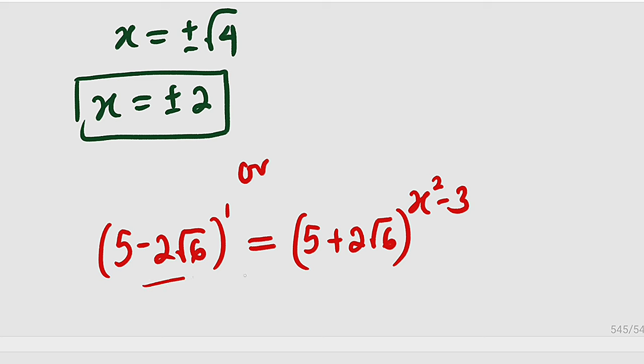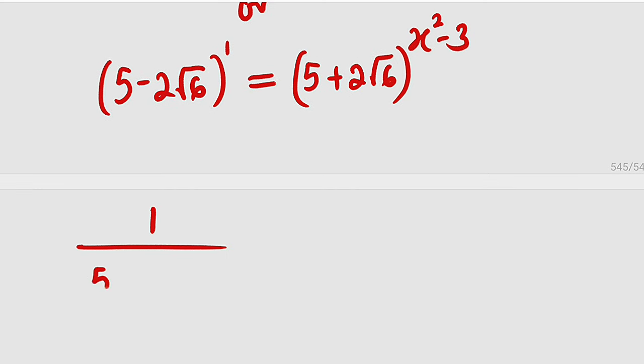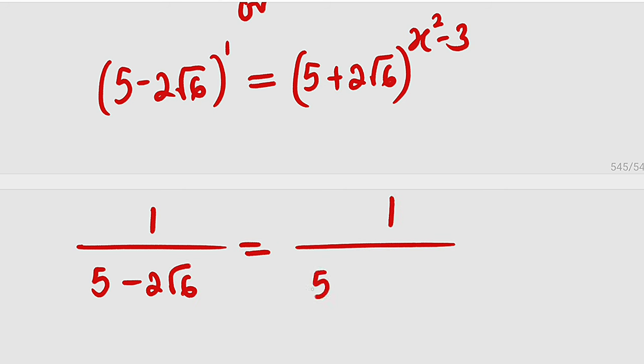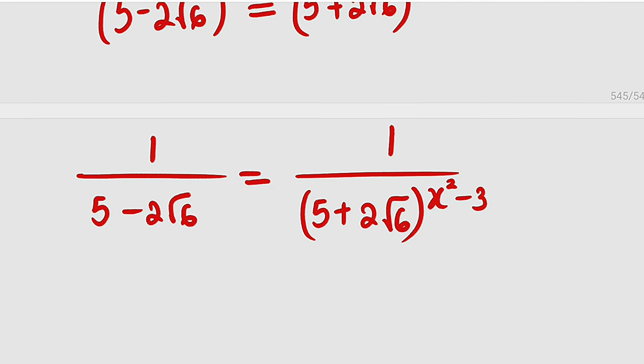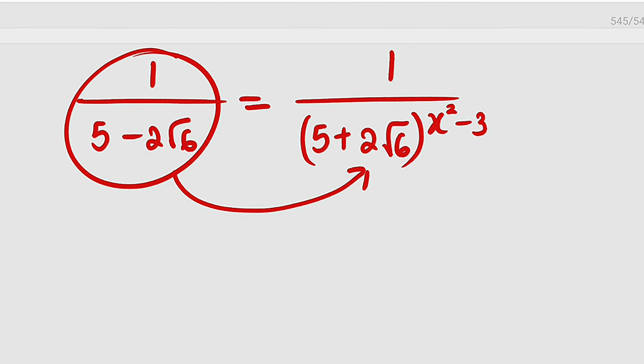But we have learned that this is a reciprocal of this, and hence we can take a reciprocal of both sides. So let's do that. So 1 divided by 5 minus 2 root 6 to the left will be equal to 1 divided by 5 plus 2 root 6 to the power of x squared minus 3. We have already learned that this is the same thing as this, because 5 plus 2 root 6 is the same thing as the reciprocal of 5 minus 2 root 6. I have shown you that already. So we can replace the left hand side with 5 plus 2 root 6.